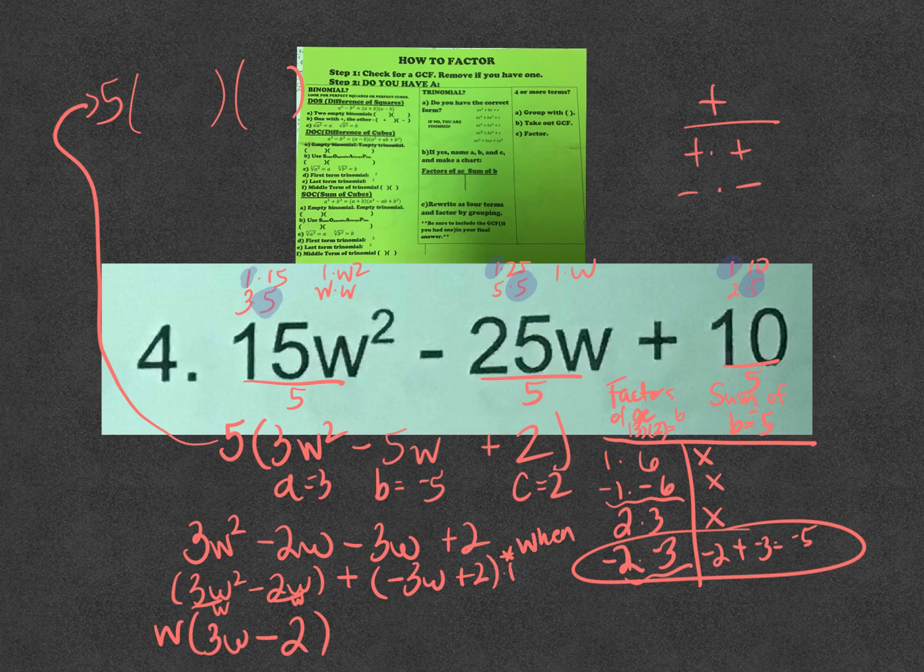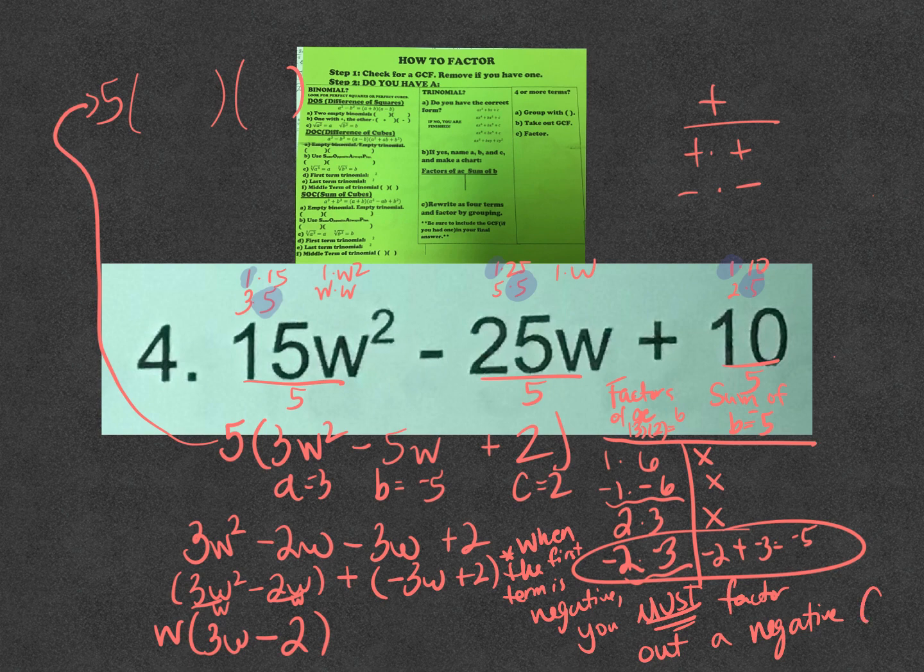When the first term is negative, you must factor out a negative greatest common factor. So don't forget that. That's very, very important. I'm going to factor out a negative.